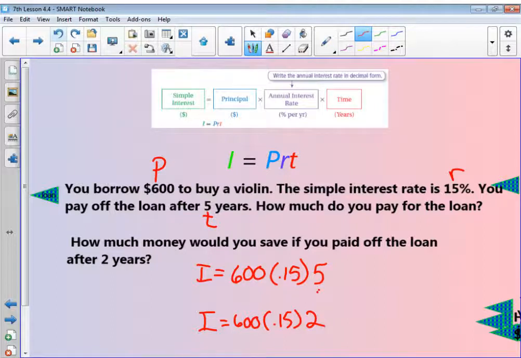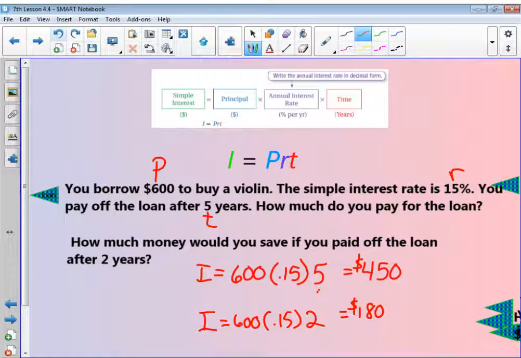Okay, so let's see what our interest is in each of these. So 600 times 0.15 times 5. So in the end, on a 5-year plan, I'm going to pay $450 in interest. So I'm going to have to pay $450 more for that loan of 600. So really, I'm going to pay $1,050. Okay. So if I had just borrowed that $600 over 2 years, so 600 times 0.15 times 2 years gives me $180. Now that's how much I'm going to have to pay above the $600. So that would be a $780 item.